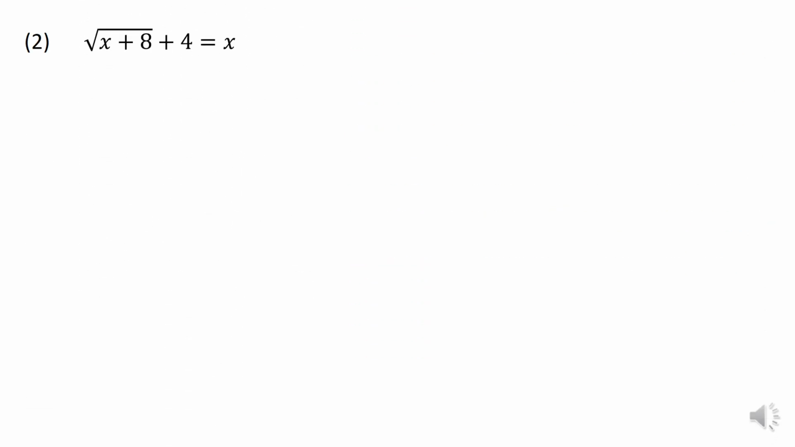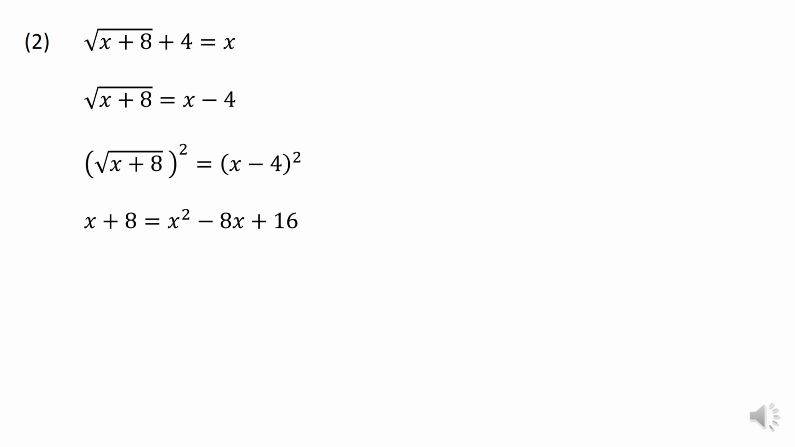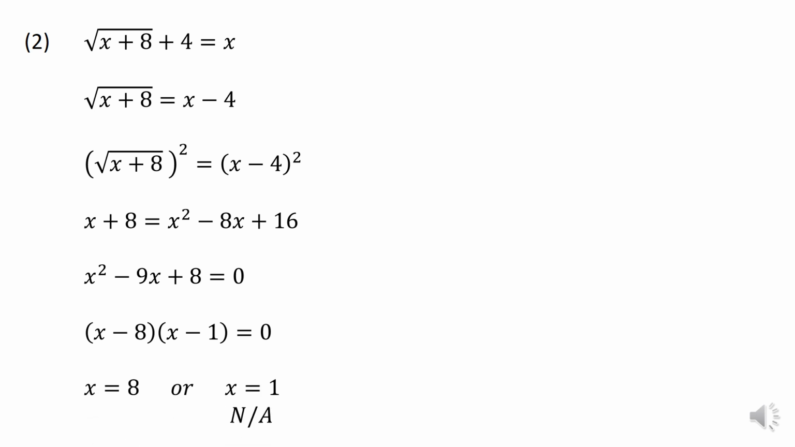Number 2, square root x plus 8 plus 4 is equal to x. Here the surd is not alone, so we take over the 4. We'll have square root x plus 8 is equal to x minus 4. Squaring both sides, expanding our brackets, we'll have x plus 8 is equal to x squared minus 8x plus 16. Getting everything onto one side, we'll have x squared minus 9x plus 8 equal to 0. So it's standard form, so we can factorize: x minus 8 in brackets, x minus 1 in brackets equal to 0. Finally, x is equal to 8 or x is equal to 1. Remember to check your answers because you will see x is equal to 1 is not applicable.